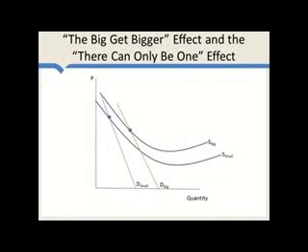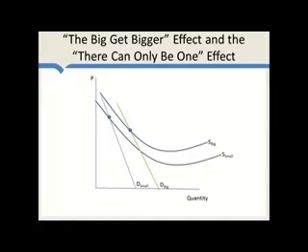Let's look at two interesting effects in the presence of external economies of scale. First, I'm going to call this the big get bigger effect. Let's take a look. Suppose there are two countries. We're going to call them big and small. The big country is not necessarily big in size, but it has a big market for this particular product. So here's the demand curve for big. Here's the one for small.